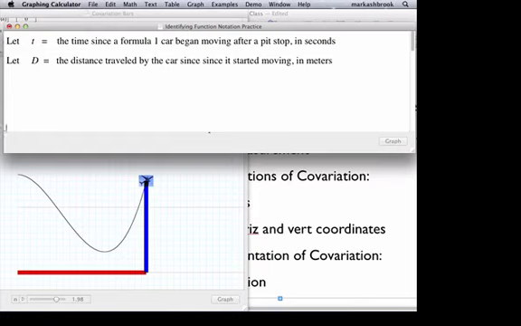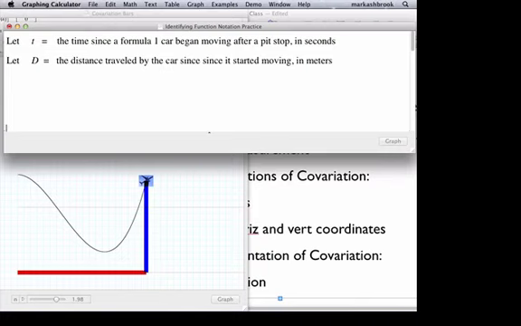The distance the car traveled? When? 4 seconds from the pit stop. Okay. What's G of B? What does that represent? G always does. That's what our function is. The very first thing you wrote was D equals G of T. So whenever you use the function G, you're representing which distance? The distance this many seconds after leaving the pit stop. That's what G of whatever represents.